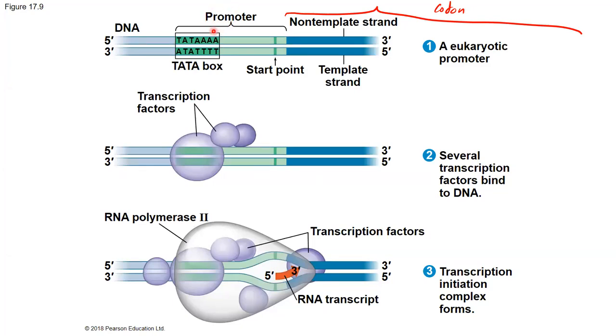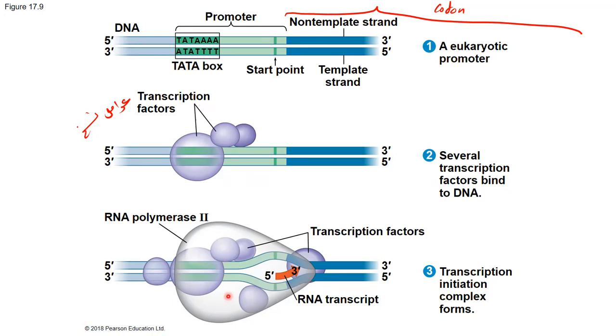Now, within the promoter, there is a specific sequence called the TATA box. It's called the TATA box because it consists of T and A repeats. This TATA box allows the binding of proteins called transcription factors. These transcription factors allow the binding of the RNA polymerase.